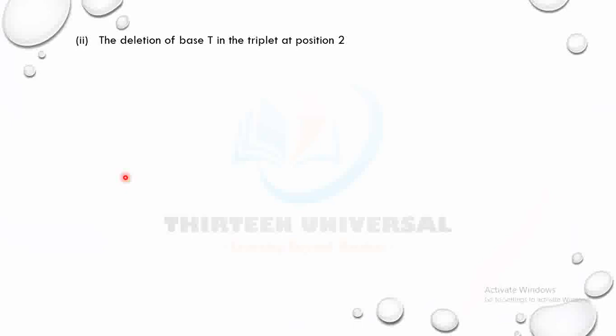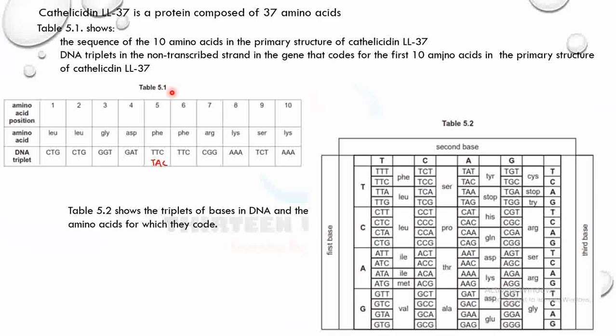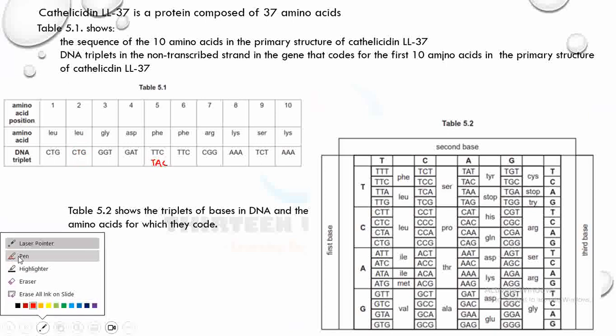1 mark. Now, the deletion of base T in the triplet at position 2. If we delete T in the triplet at position 2, what effect will it have? Let's delete T, guys. This is position 2. If you delete this, I want you to pause the video and try it out. If you delete T, what do you think will happen?